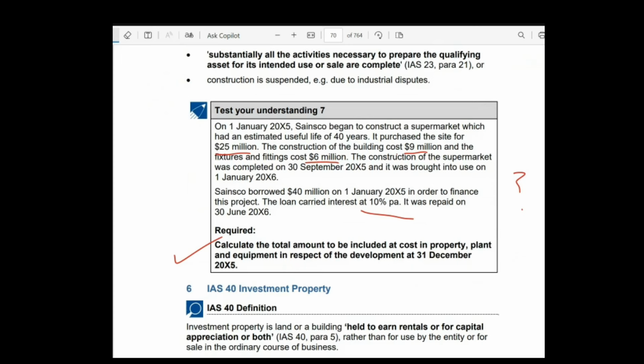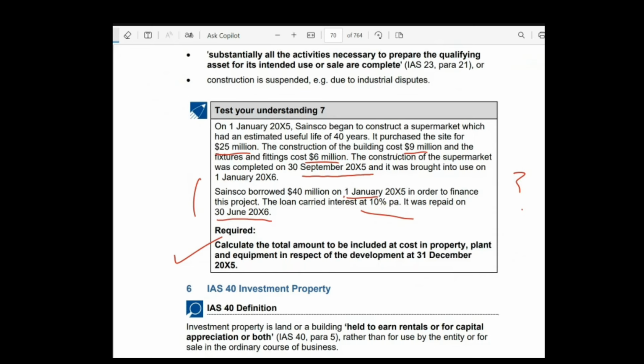Okay, so first of all, you will include whatever they are saying under PPE. You will include 25 million first of all for the purchased site, and then the construction of the building is 9 million, so you will add 9 million. Then the fixtures and fittings will be 6 million. We will add 6 million, and then the finance cost or borrowing cost, how much will we include? This is the main thing.